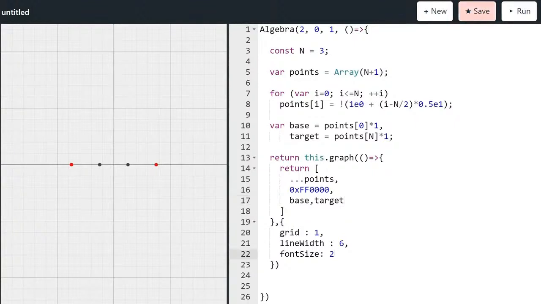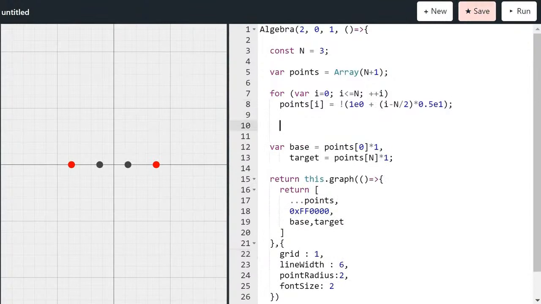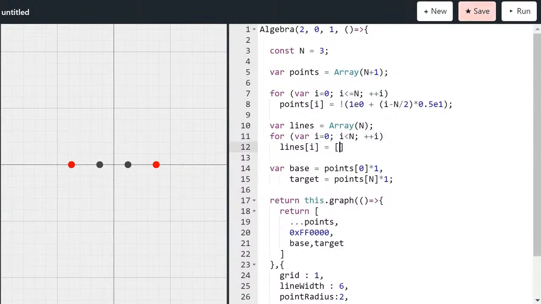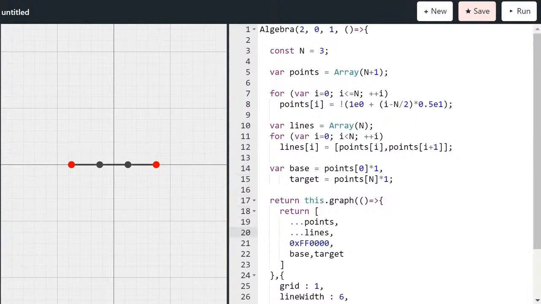Maybe make the points a bit bigger. Something like that. We also want the segments. So let's make the segments. Lines is an array of n, of course, and then we'll fill it in. For E smaller than n, plus plus E, lines E is an array of a little line segment from points E to points E plus 1. And let's render those too, or maybe make them even fatter, something like that. All right, so this is our basic setup.